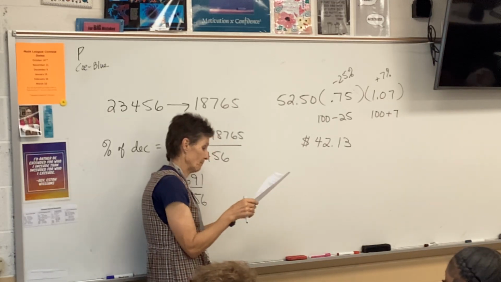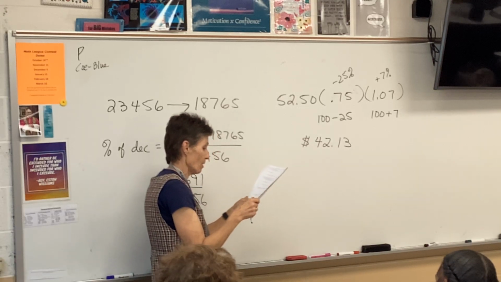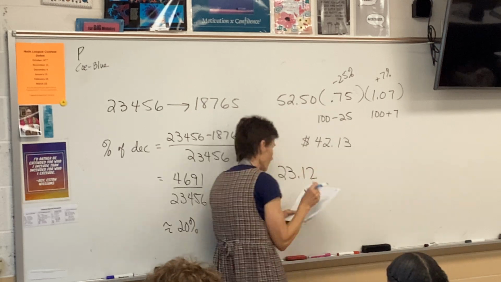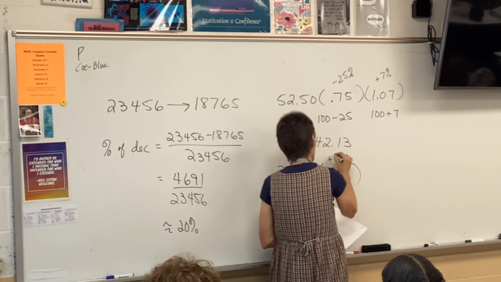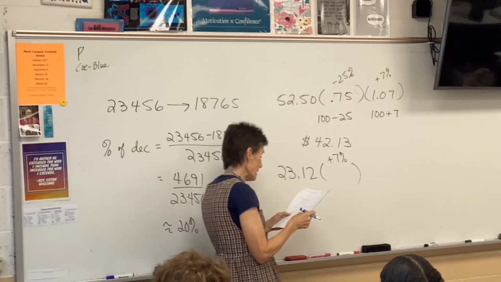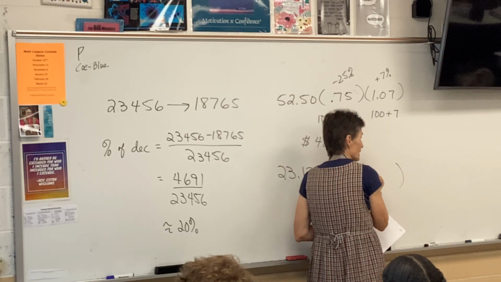Number G. Find the final cost of your restaurant meal. If the food costs $23.12, there's a 7% tax, and there's a 15% tip.